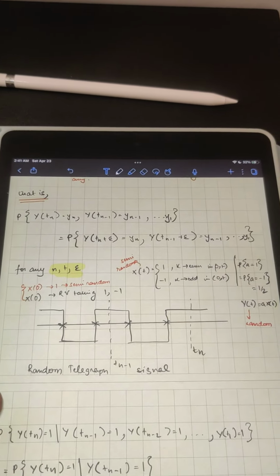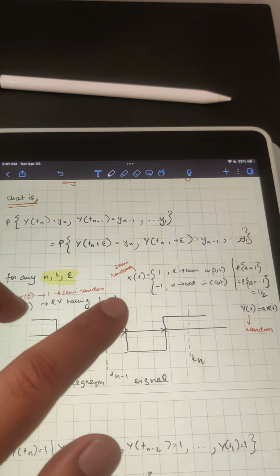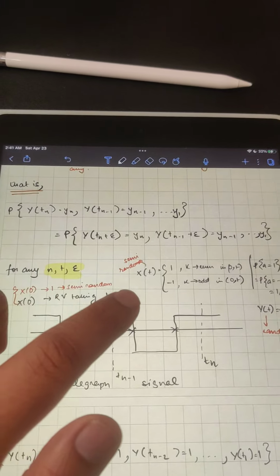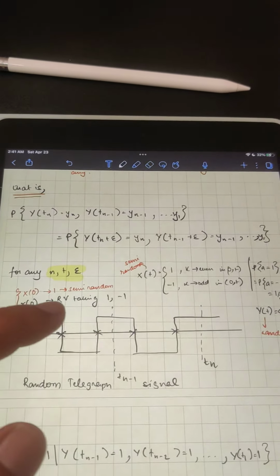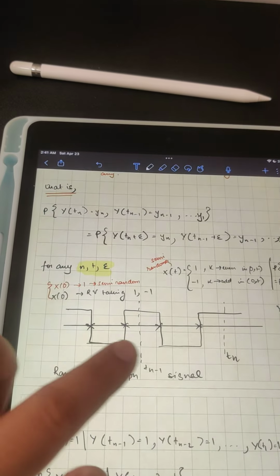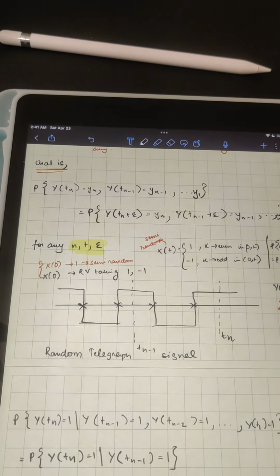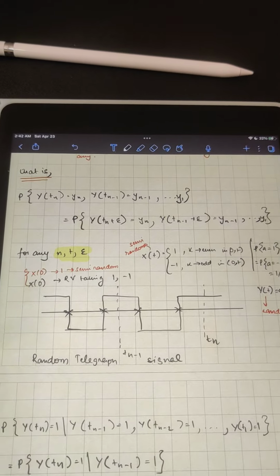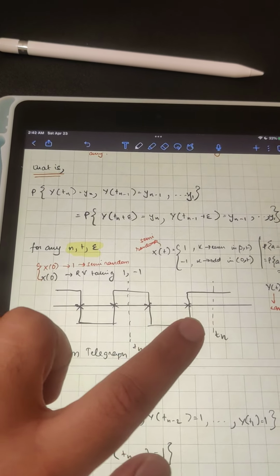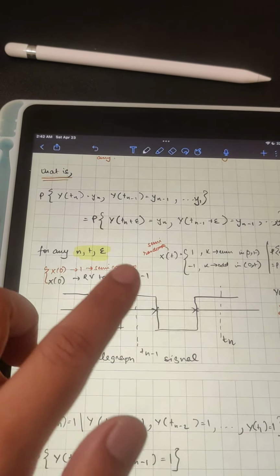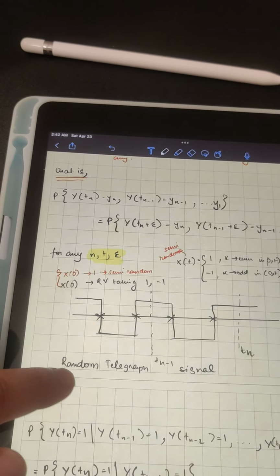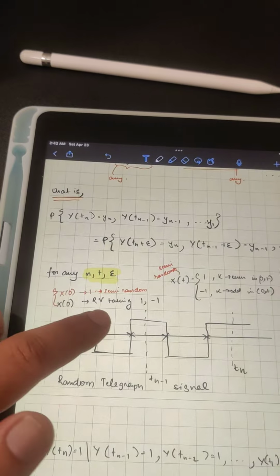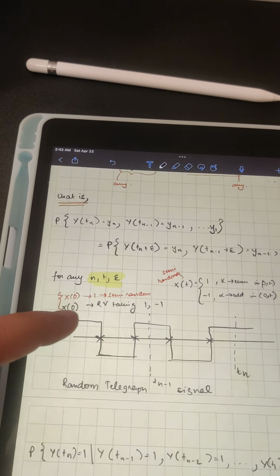Now, for a random telegraph signal, or rather for a semi-random telegraph signal, X(t) is defined as this. It is 1 when the number of points is even. So underlying it is basically a counting process. So the number of points is even and X(t) is 1. And in a semi-random telegraph signal, usually X(0) starts from 1. So it always starts from 1.